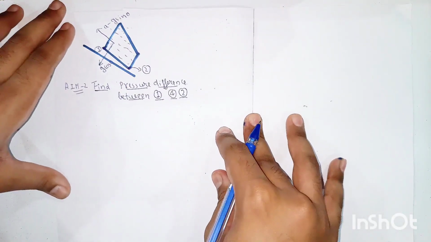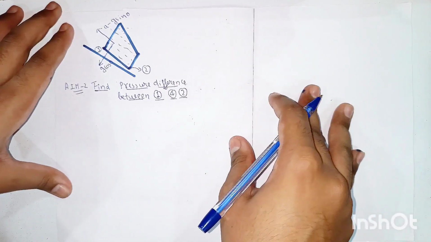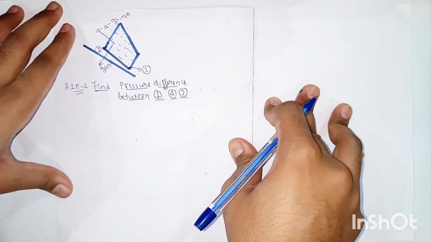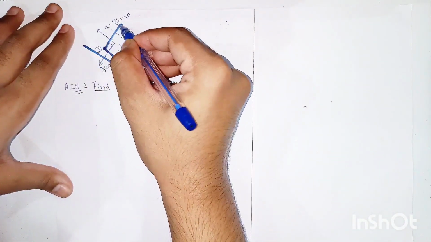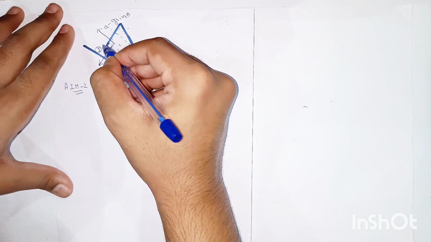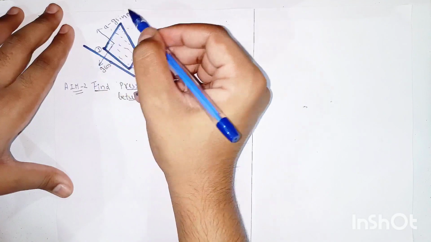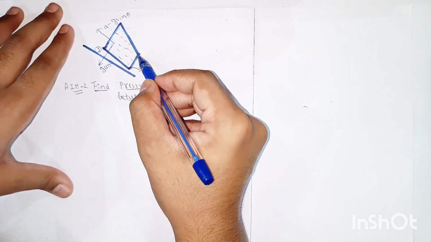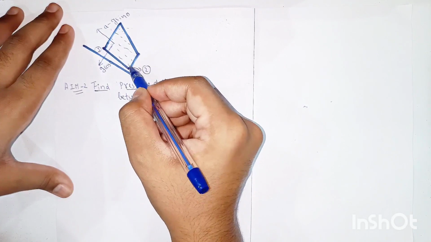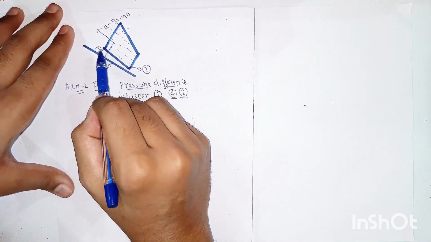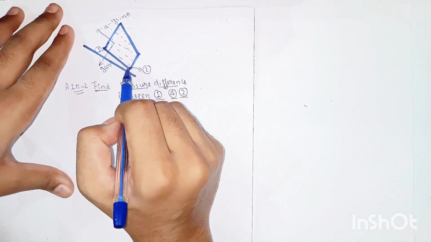So let us find the pressure difference between these 2 points. There are multiple ways by which you can find the pressure difference between these 2 points. You can travel along this direction and find the pressure at this point with respect to this in this direction. Travel along this direction here as well and find the pressure at P2, and then subtract both the conditions, P1 minus P2, to find the pressure difference between these 2 points.